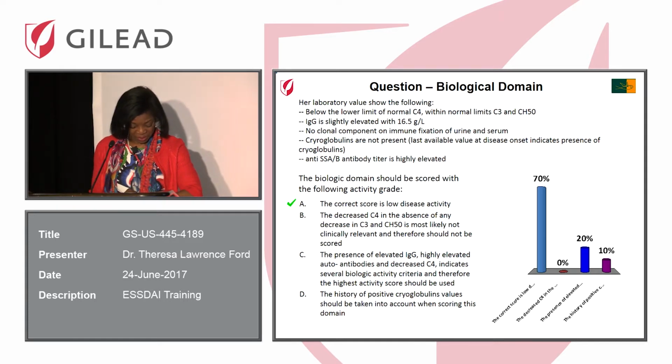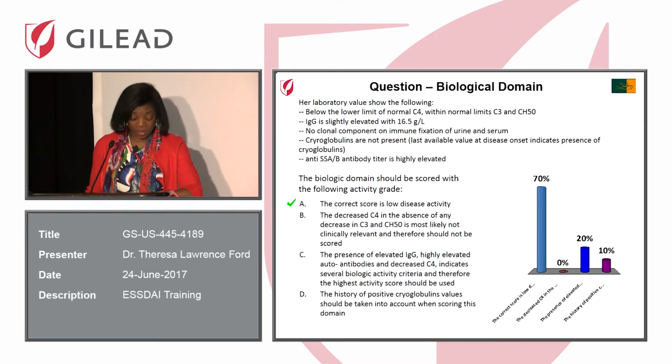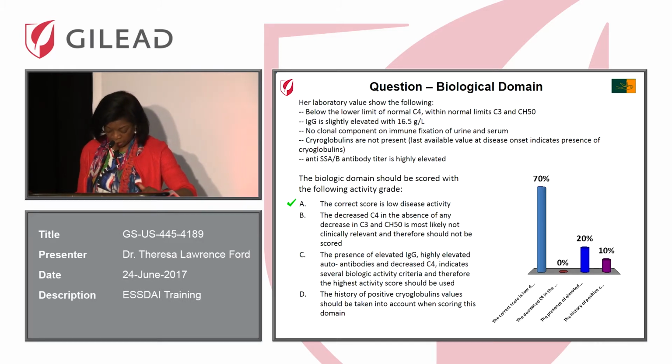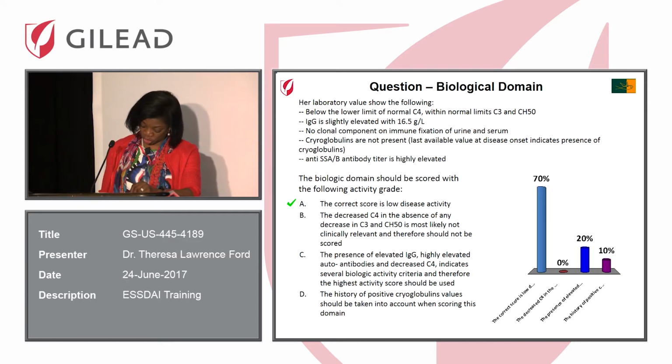How did we do? Okay, so the correct score is low disease activity. You got 70%, so that's pretty good, pretty clear there. So she has a decreased C4. It doesn't say in the absence of; a decrease in any of the complement components is relevant. And the presence of elevated IgG and highly elevated autoantibodies indicates severe biologic criteria, so that is not what gets our biologic domain, because it's presence of cryoglobulinemia with or hypergammaglobulinemia or high IgG levels greater than 20 and or recent onset of hypogammaglobulinemia or recent decrease of IgG levels to less than 5.